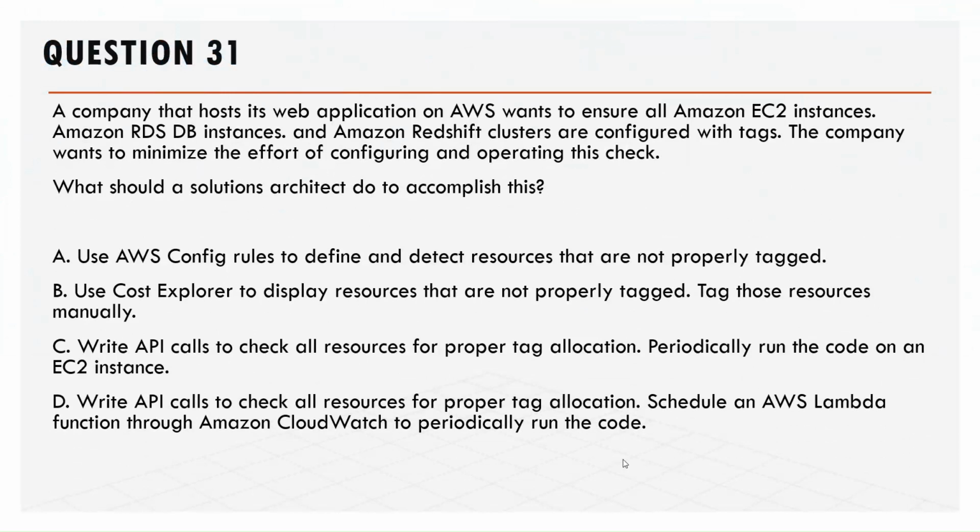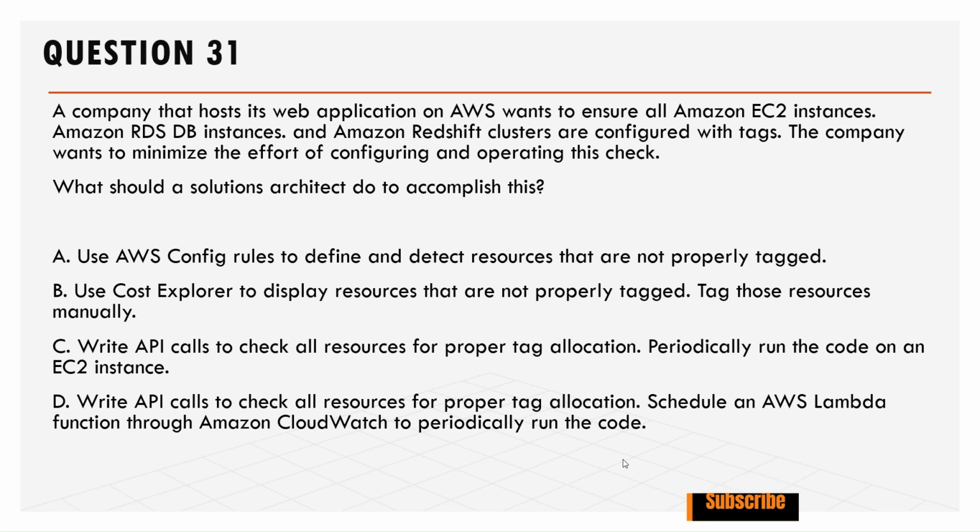So basically, these different services in AWS are configured with tags, and the company wants to make sure, with minimum effort, that they are being configured with the correct tags. So how should a solution architect go about solving this particular problem?